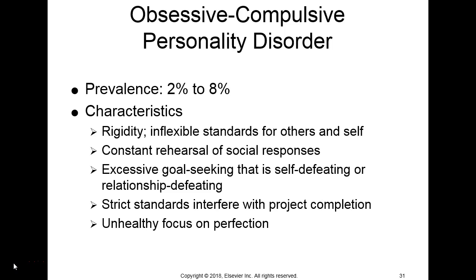So this disorder is a personality disorder. It is not quite the same as OCD. We'll talk about what some of the differences are. It's about 2 to 8% of the population. And in the characteristics, there might be a little bit of overlap. But people that have the personality disorder are kind of rigid. They have very inflexible standards for themselves and for others.